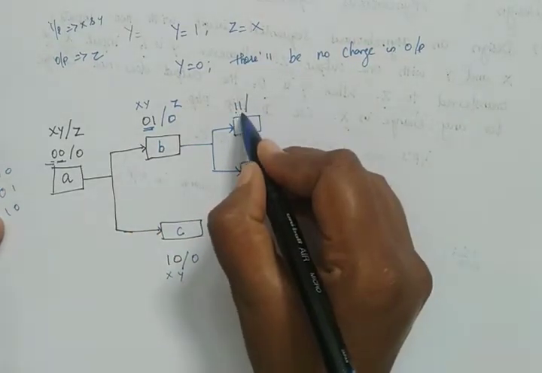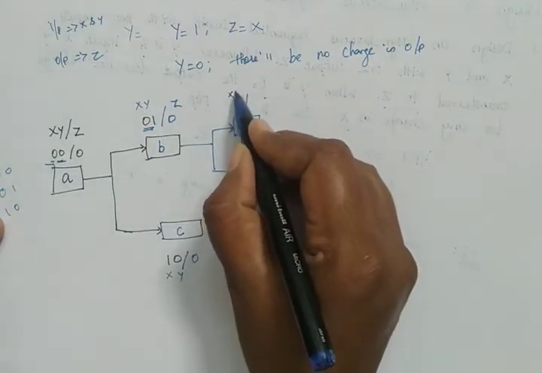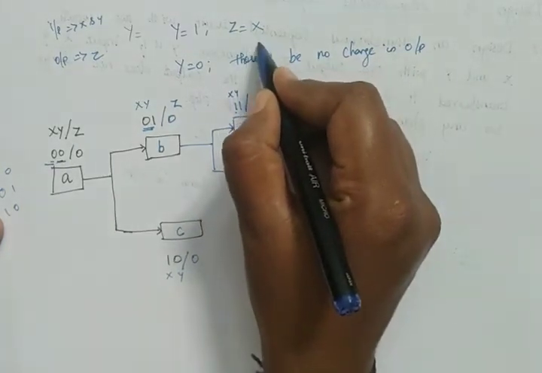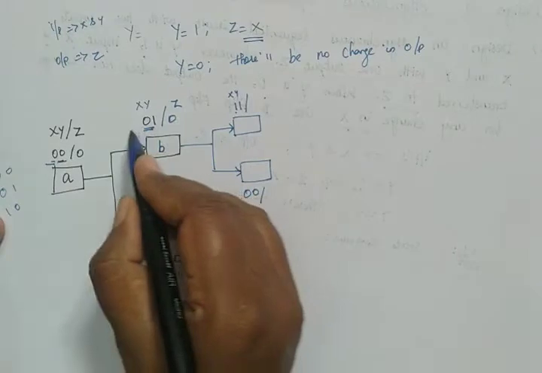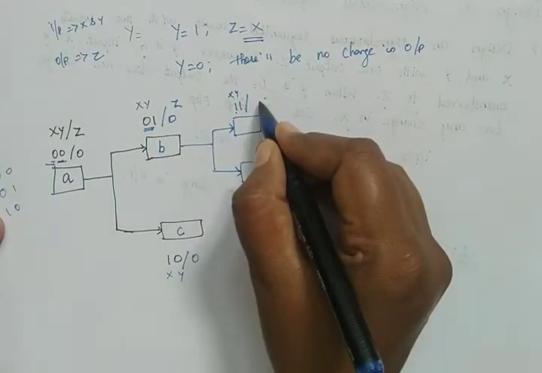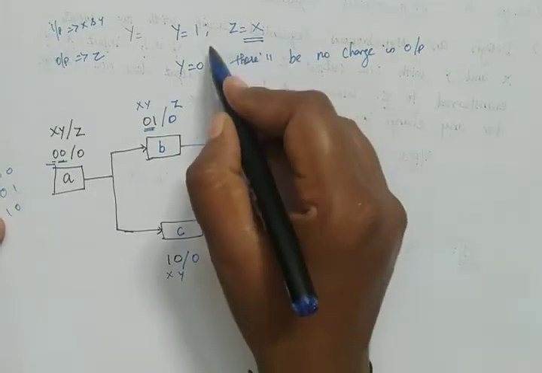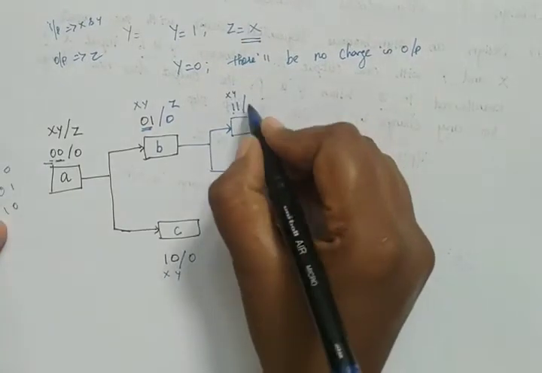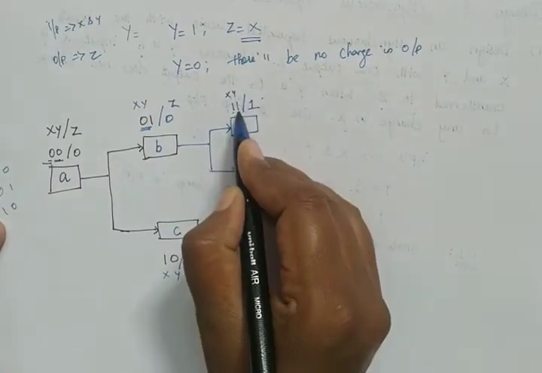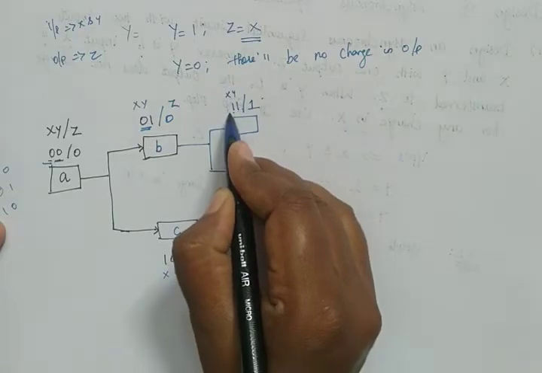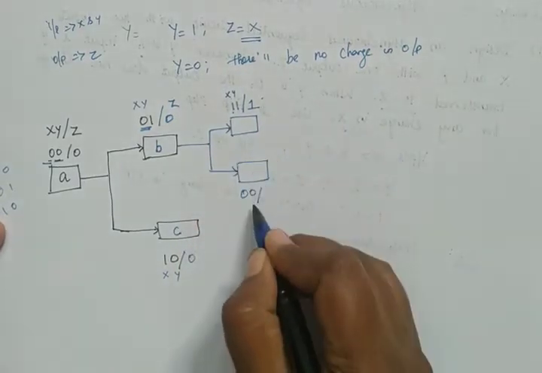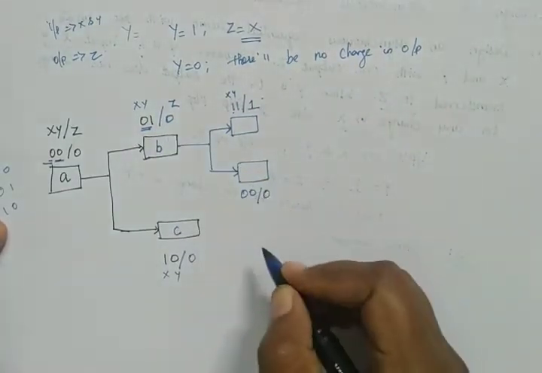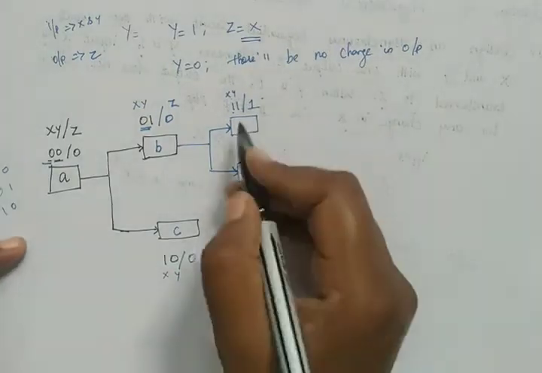Now here we have y is equal to 1. This is x and this is y. So if y is equal to 1, then z is equal to x, as per our question. So the output will be 1. If y is equal to 1, z is equal to x. Next, if y is equal to 0, there will be no change in the output. So what is the output here? It is 0. Now let us give another name, because this is new state 1 1.